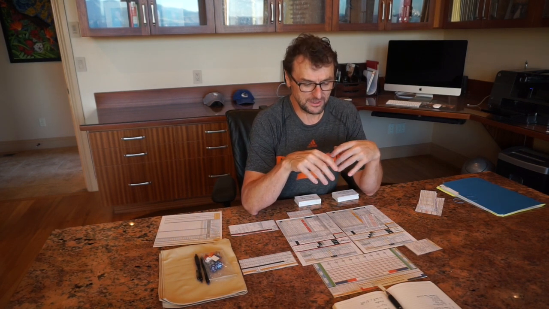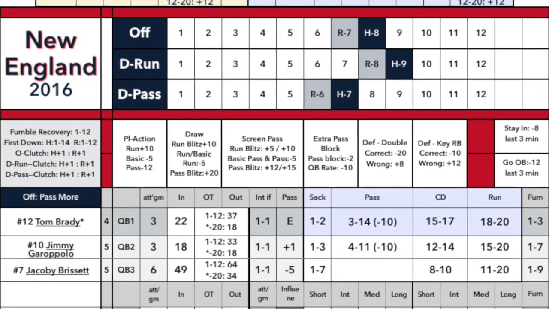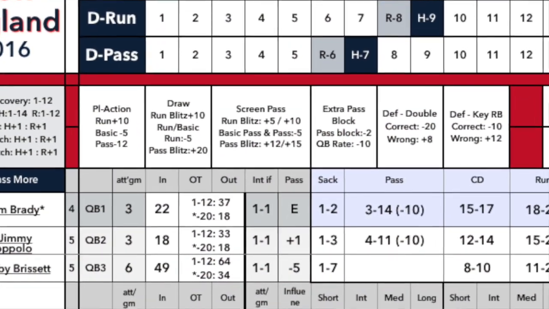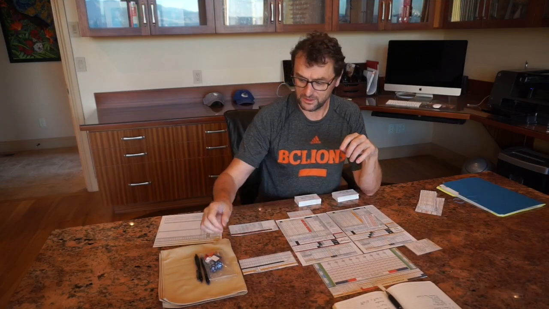Brady threw an interception. And Brady's interception rating is very low. He only threw 2 interceptions all year, and the rating in the card is a 1 out of a 20 when there's a chance for an interception. So you roll a D20, and if you roll a 1, then there's an interception.